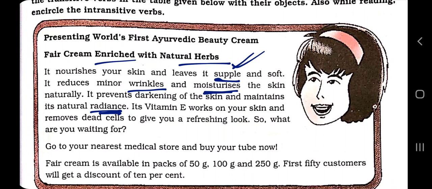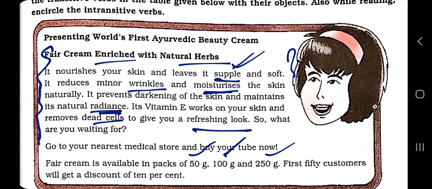Boss, there are too many qualities in the cream. All the ladies, all the people are going to buy this because of these qualities. Now its vitamin E works on your skin and removes dead cells to give you a refreshing look. So what are you waiting for? Go to the nearest medical store and buy your tube now. Fair cream is available in packs of 50 gram, 100 grams and 250 gram. First 50 customers will get a discount of 10%.